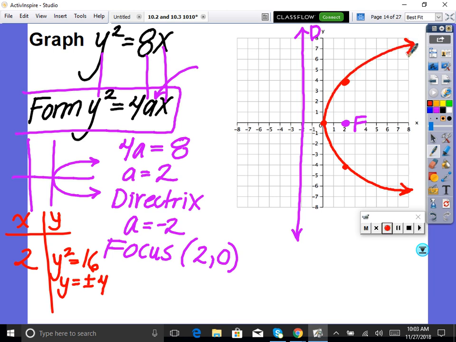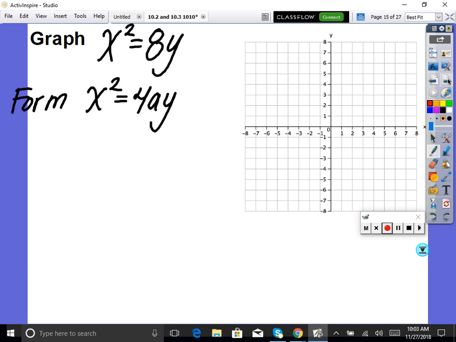Focus, directrix, a couple other points. Okay, we're almost there, so let's do this one: x squared equals 8y. Once again, the first step is to draw a rough sketch. This is an x squared graph, and it's positive. Won't it look like this? That's the first thing you have to know. Once again, it's not going to tell you it has this form. You're just going to have to recognize it.